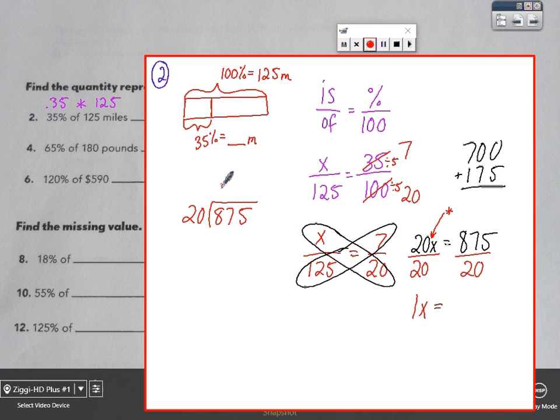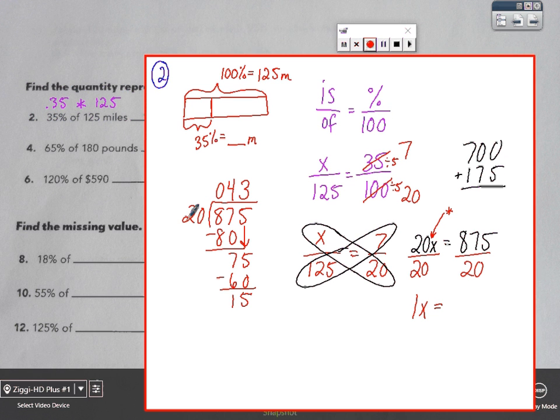20 doesn't go into 8, but it goes into 87 4 times. When I subtract, I'm left with 7, and I'll bring down the next place value. 20 does go into 75. It goes in there 3 times, and I know I'll get 60 as a product, and when I subtract, I'm left with 15. Again, I noticed that the divisor of 20 is pretty friendly.